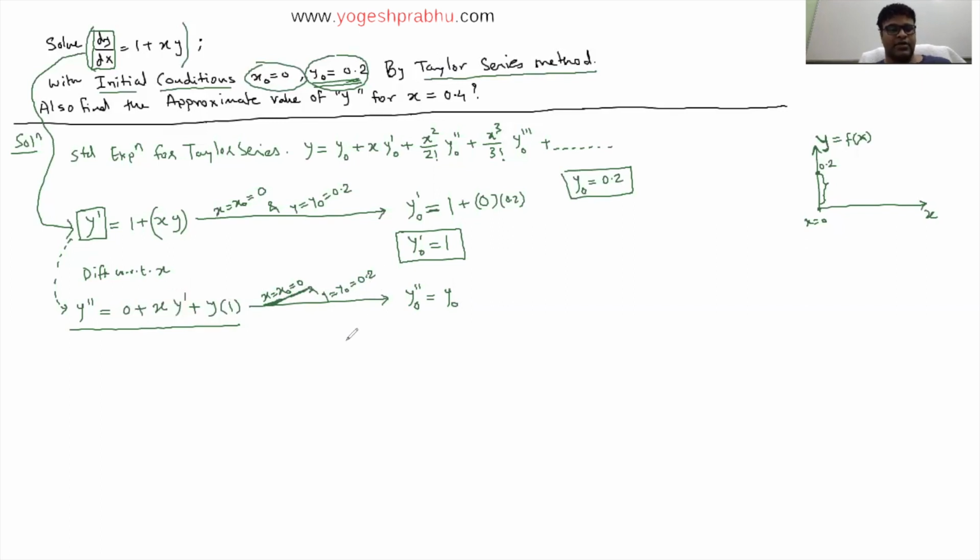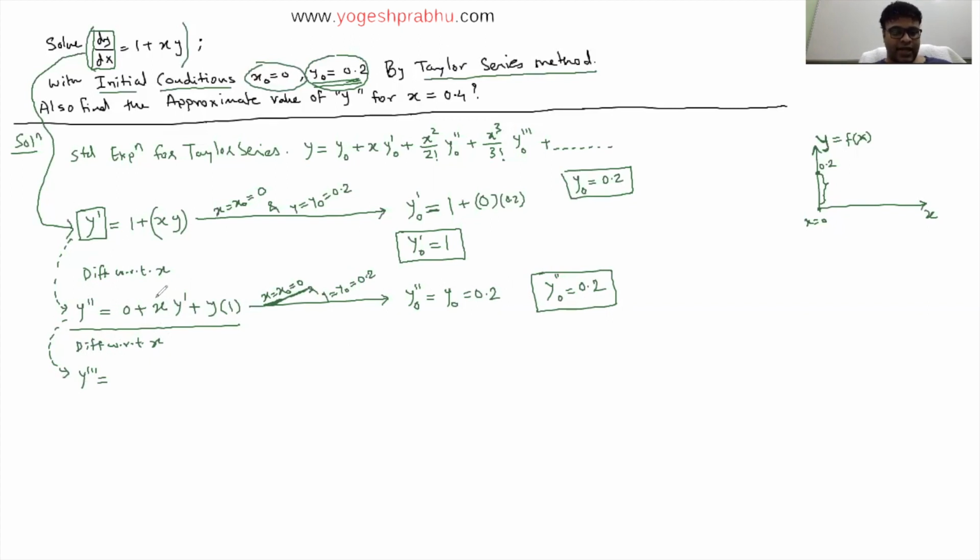Okay, so let's now write it down properly. This is going to be 0.2 again. So y double dash naught is also 0.2. Right. And let's do one more differentiation here. If I once again differentiate this with respect to x, I will get y triple dash, the third derivative of y. We differentiate one more time, so it becomes y triple dash.